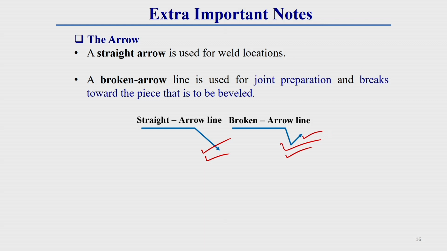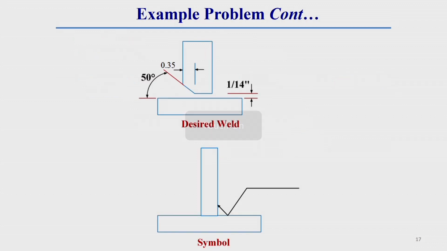Now, once we do an example of this, it will be very clear to you. Here we have to make some edge preparation. Here we make a bevel angle of 50 degrees. Here the depth of this bevel is 0.35, and there should be a root opening of 1/4 inch. How to represent this in a weld symbol? Here we have to make a bevel angle, the depth of the bevel, and a root opening.